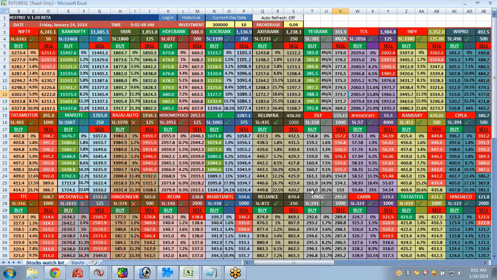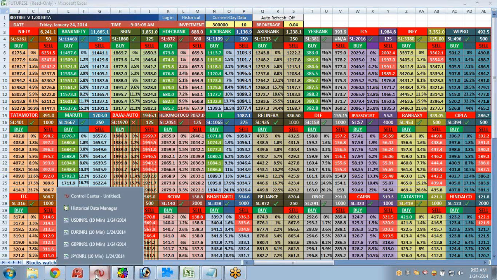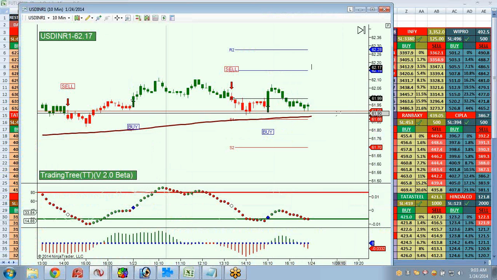Good morning, and today is 24th Jan. It's a Friday also, and I usually expect something big happening on Fridays. So we have just seen the currency opening here.